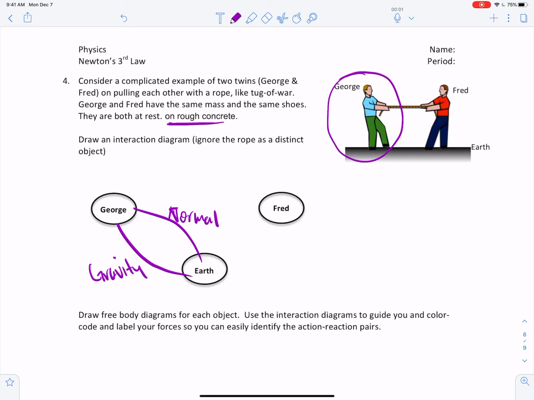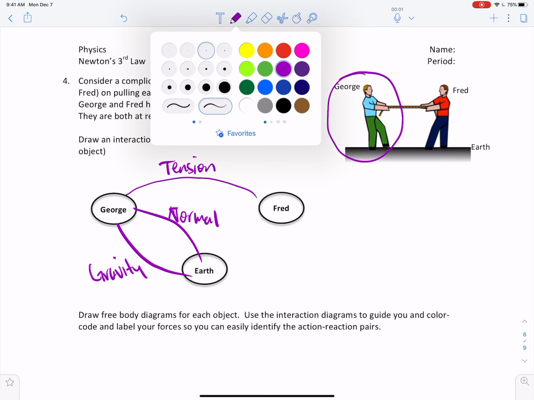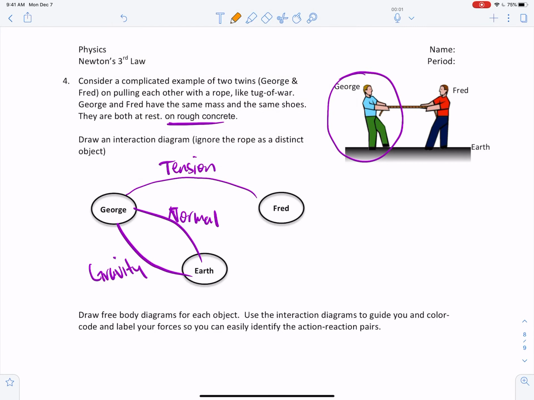And then George is also being pulled by Fred through this rope. So George is going to be interacting with Fred through tension in this rope. Is George also going to be pulled by Fred gravitationally? Sure, because they both have mass, but that's an extremely weak force, so I'm only going to include it as a dashed line to say it's present, but we're going to ignore it.